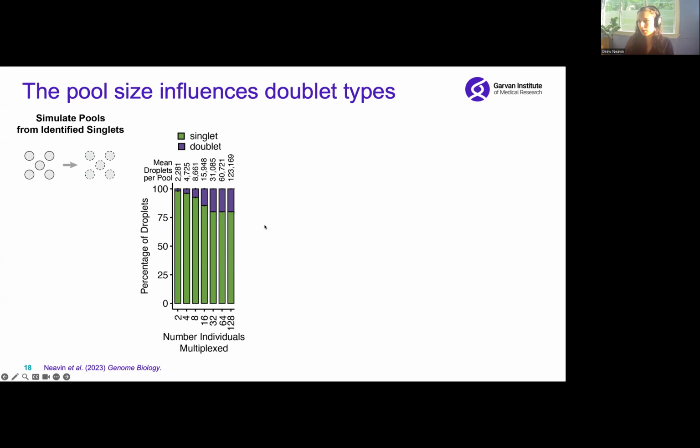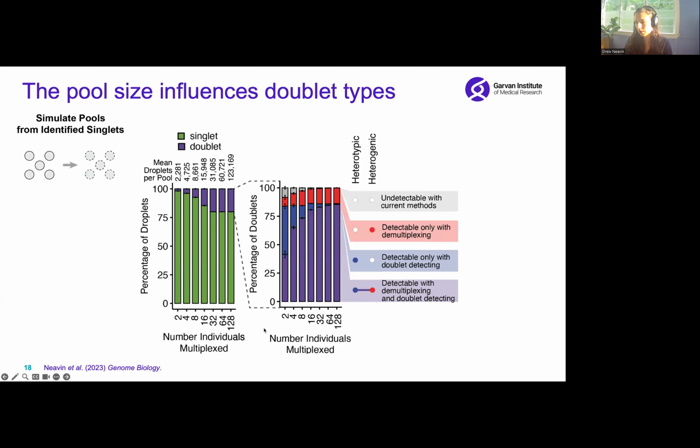And so if we just pull out the doublets here, you can see that across these simulated pools, we simulated anywhere between 2 individuals and 128 individuals, understanding that some village cultures can be quite large. And so we want to have the capability to look at multiplex pools of over 100 individuals. And importantly here, you can see that with the pools that have fewer individuals, in the blue here, there are a number of doublets that really would not be detected by demultiplexing methods. And so it's really important to include those demultiplexing methods when we're looking at pools that have fewer individuals in them.